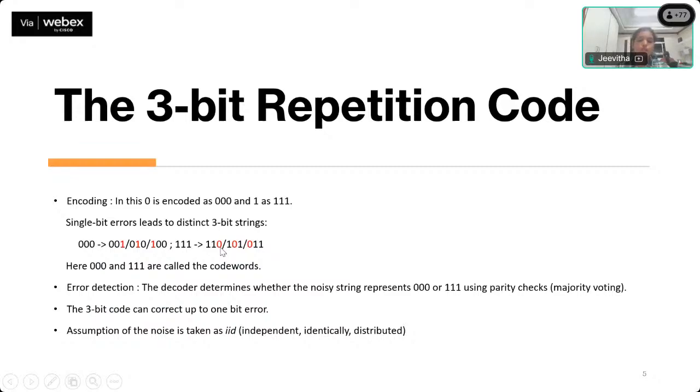We have also taken an assumption about the noise. Here it is independent, which means that there are no correlated errors. The error occurring in the third bit is independent of the error occurring in the second bit and in the first bit. And what do we mean by identically distributed? The probability of occurrence of error for all the 3 bits is equal.